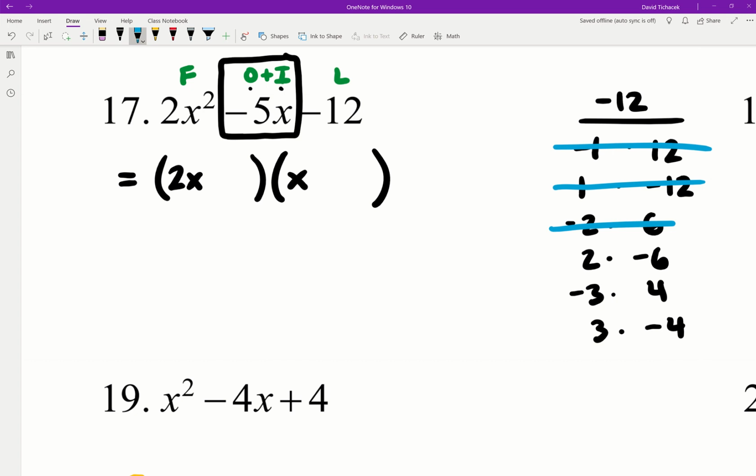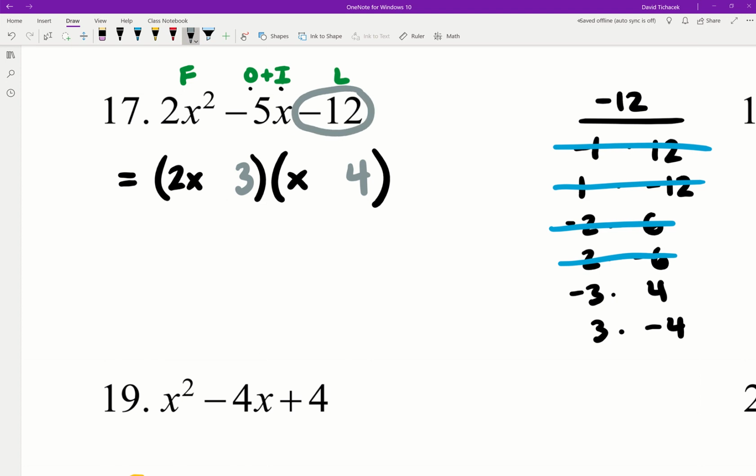If you go through this list, I will share with you that the only ones that are going to work here are going to be the one where you have a 3 and a 4, some combination, okay? So I'm just going to go ahead and put a 3 and a 4 there. Now, the next thing you want to think about here is the fact that I need to multiply to make something negative and then add to make something negative as well, okay?